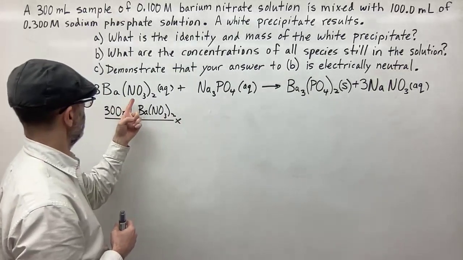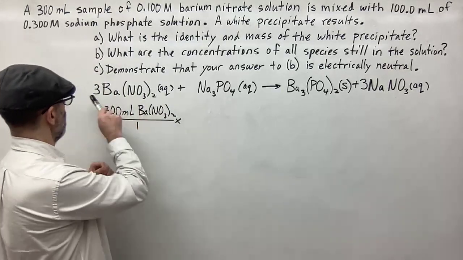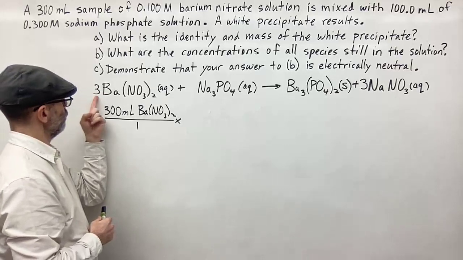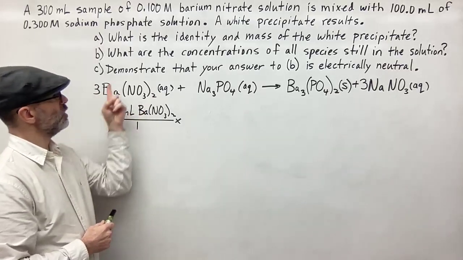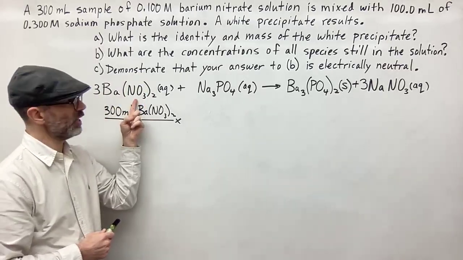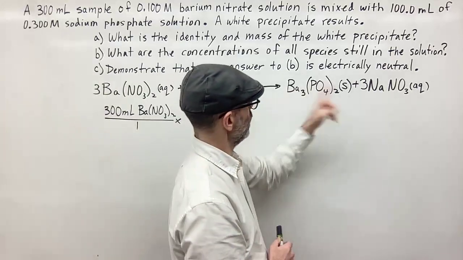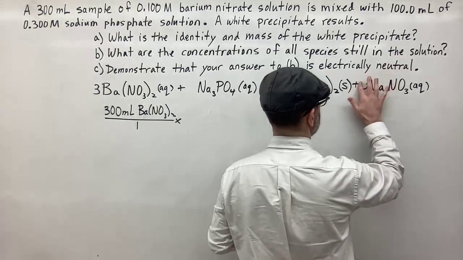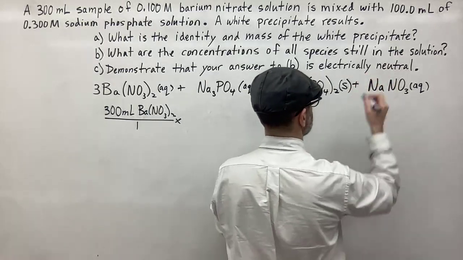So I'll have to figure that out. Oh wait, no, I'm sorry. I forgot to multiply by the 3 coefficient. So here I have 3 times 2 is 6. So I have 6 nitrates over here, and here I have 3 nitrates. So I'm going to have to change this to a 6.